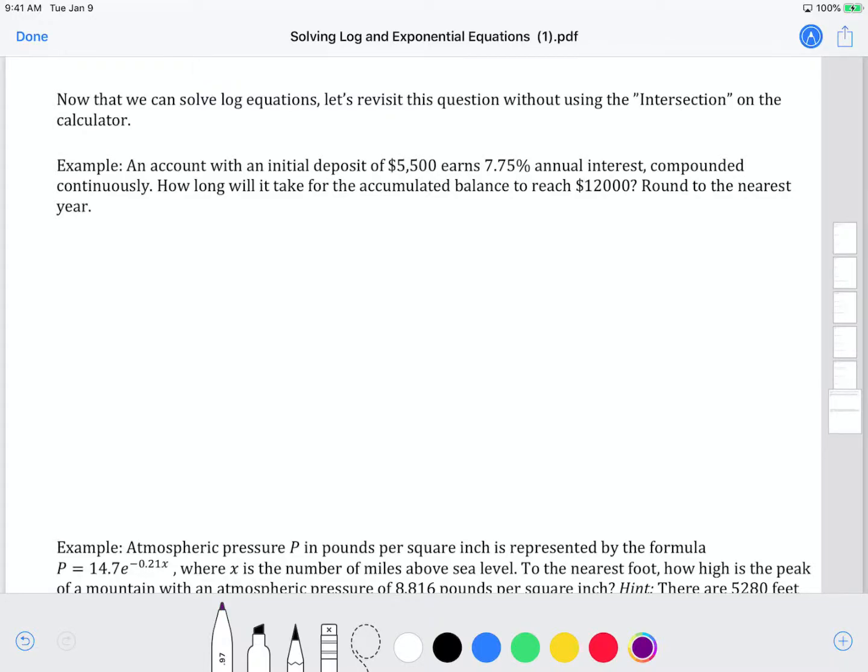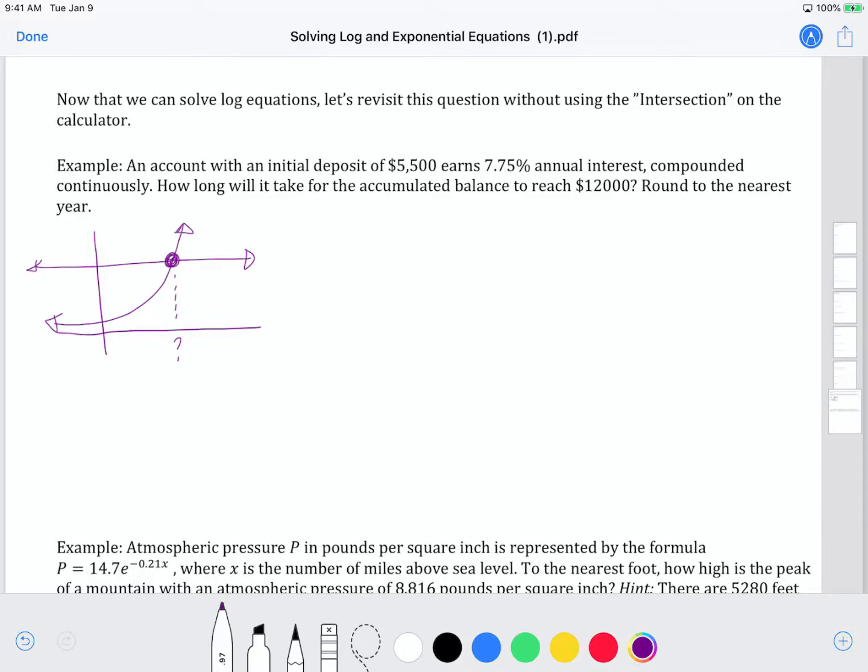Okay, now that we know how to solve equations with logs and exponentials by hand, I want to go back and revisit a concept that we discussed earlier in another video. In another video, we discussed solving an exponential equation graphically by finding the intersection on the calculator, where we had some exponential function set equal to some constant function, and we were trying to solve it by finding where it crossed. Now we have the tools to do this by hand.